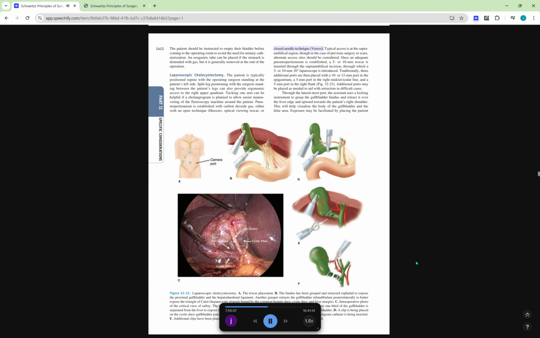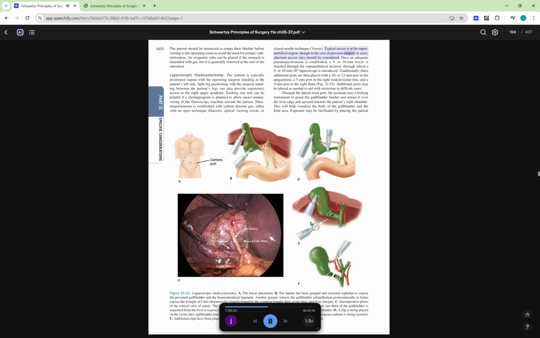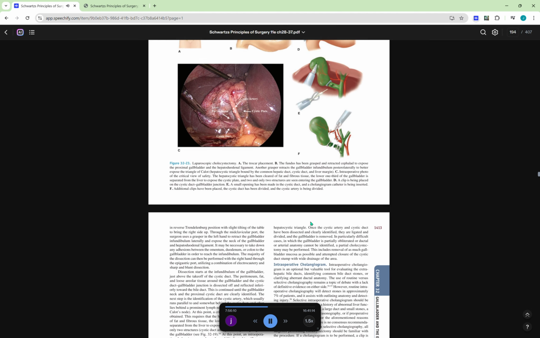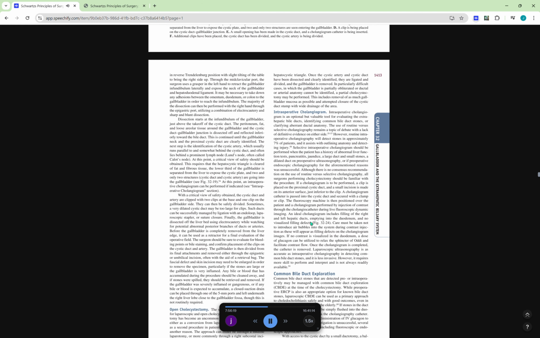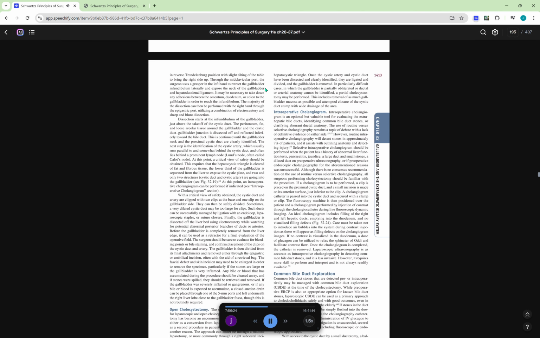Pneumoperitoneum is established with carbon dioxide gas, either with an open technique, optical viewing trocar, or closed needle technique. Typical access is at the supraumbilical region, though in the case of previous surgery or scars, alternate access sites should be considered. Once an adequate pneumoperitoneum is established, a trocar is inserted through the supraumbilical incision, through which a laparoscope is introduced.